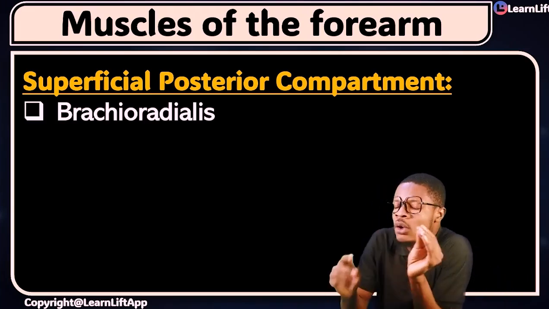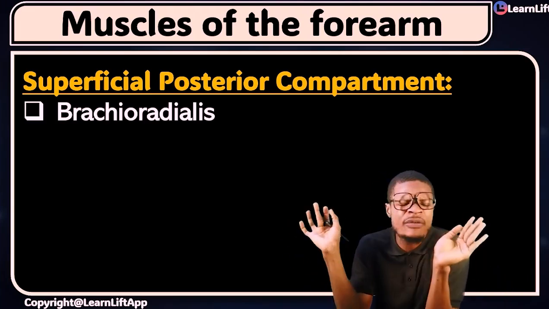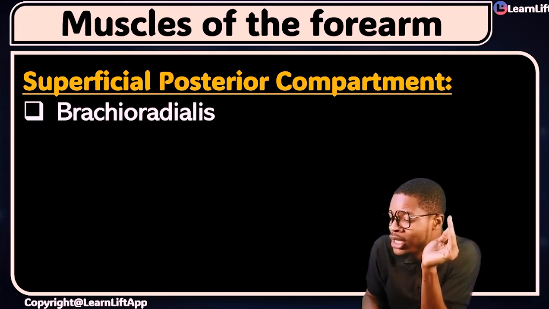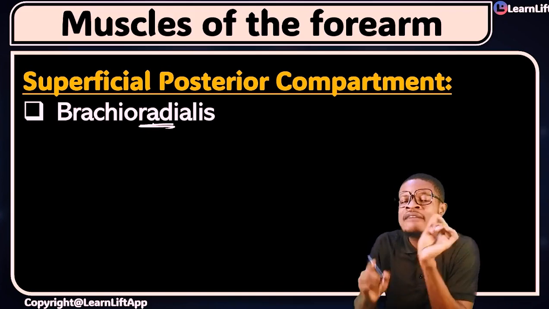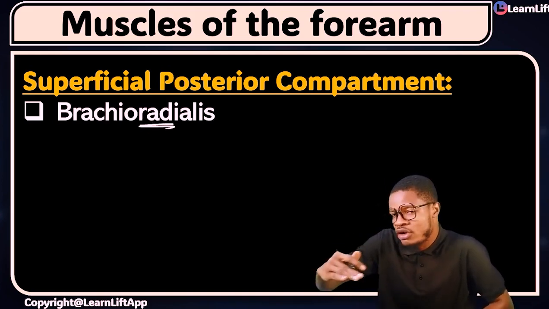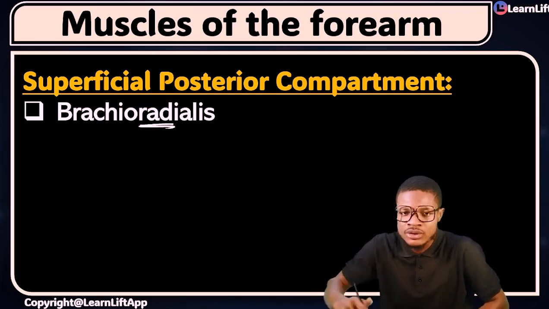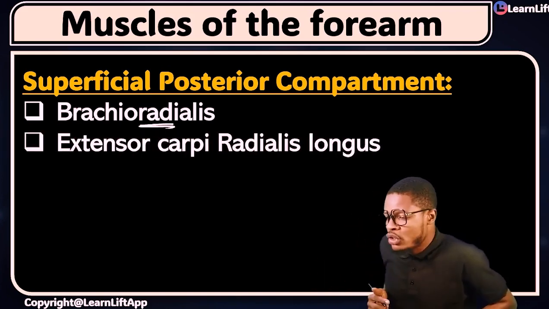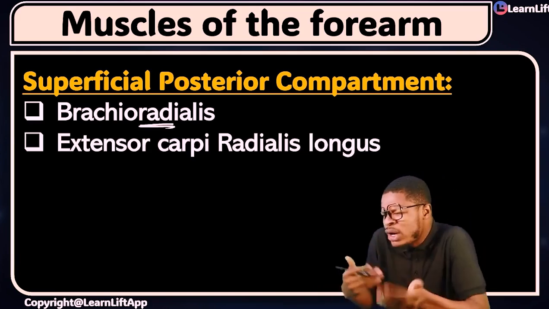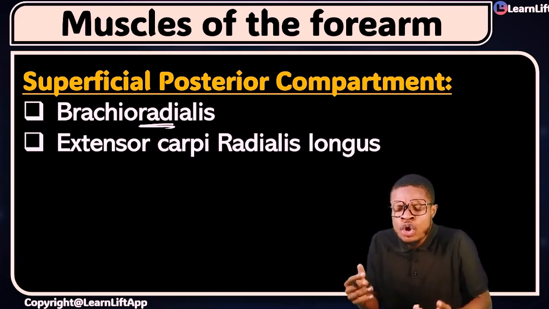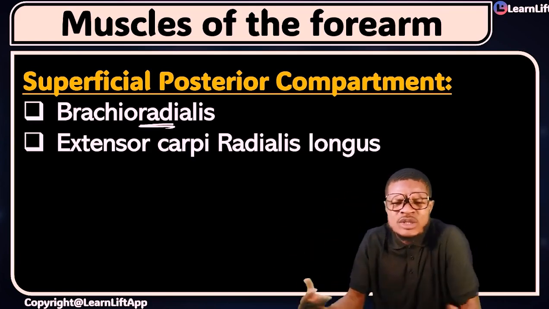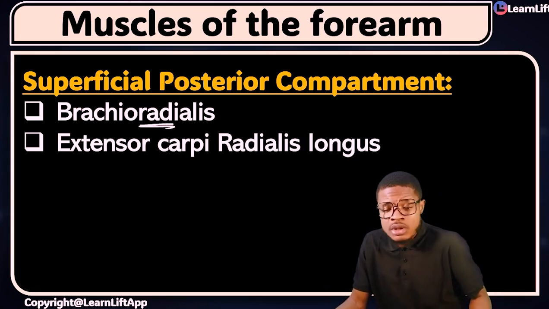Brachioradialis. Now, the only one that is kind of different in terms of name is just this first one, brachioradialis. The other 5 are the same. All of them are extensors. So number 2 is your extensor carpi radialis longus. Now, as I'm calling the name, I expect you to be picturing where they are running from, what they do and all of that. From the name, you should know some things.